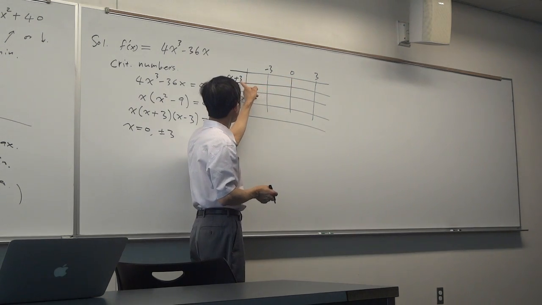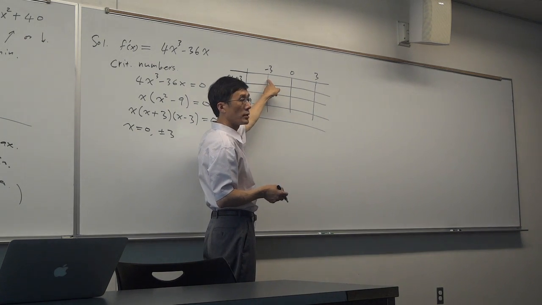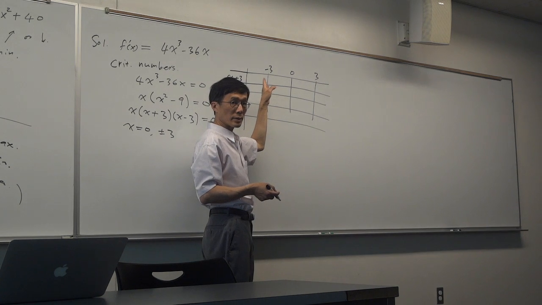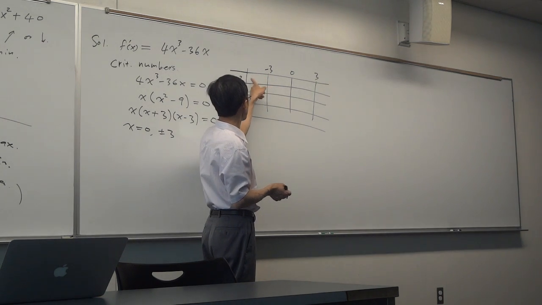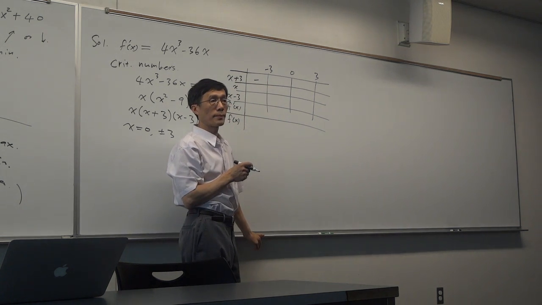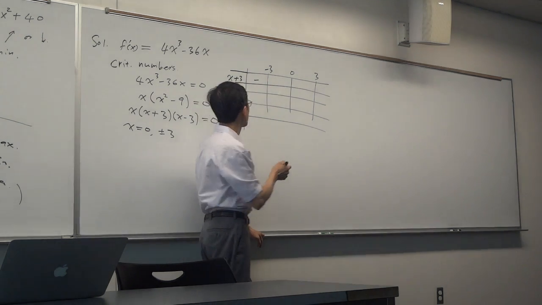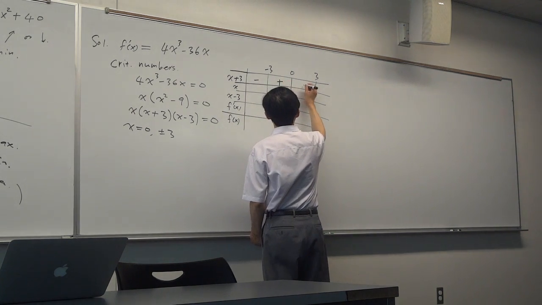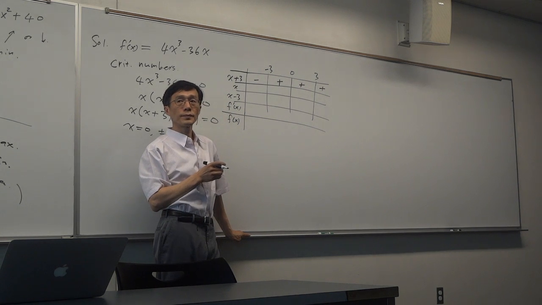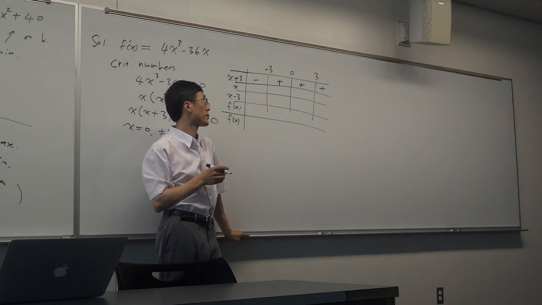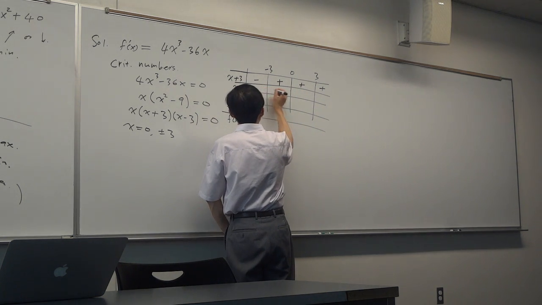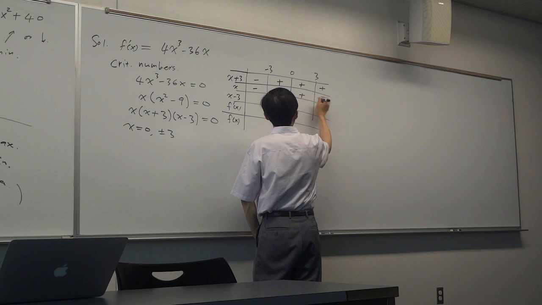Alright? So x plus 3 is 0 here. That will divide this into two parts. And before negative 3, this will be negative. Right? And after negative 3, this will be positive. Alright, any questions? For x, that is 0. So before that it is negative. After that it is positive.